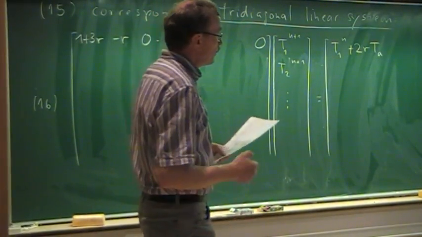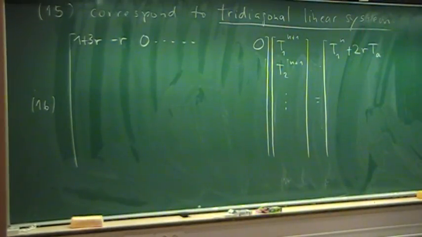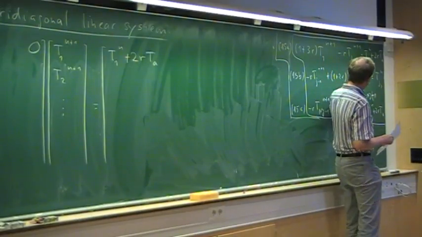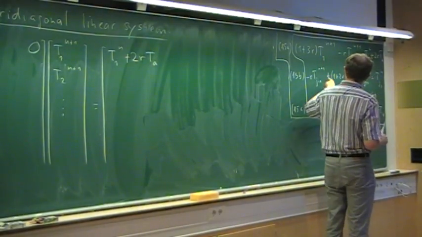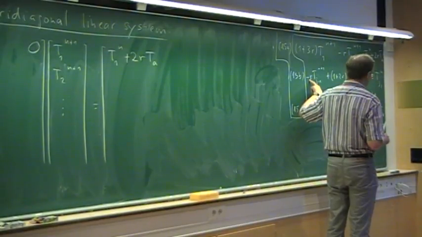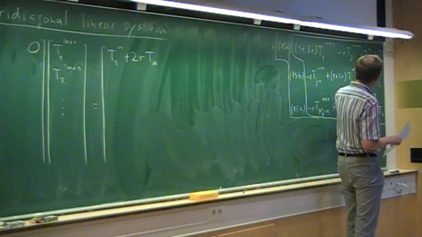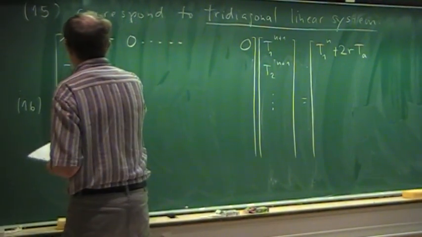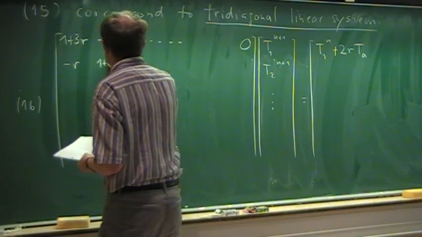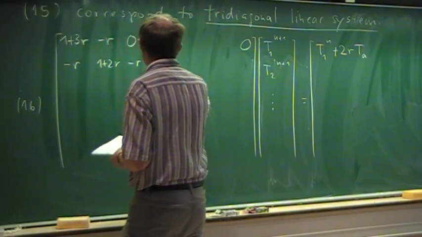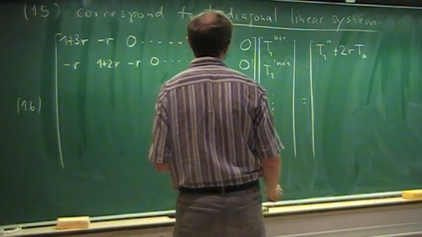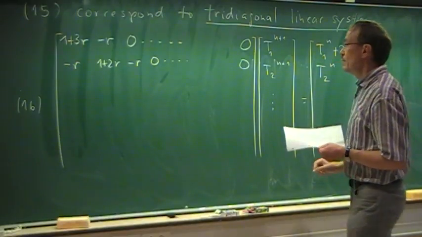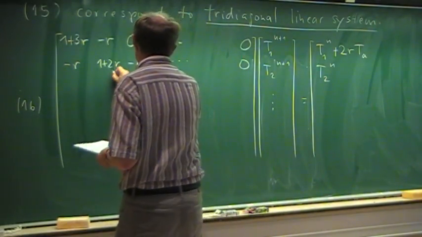Okay, number 2. For number 2, we can use the B here, and then the j will be 2. So it will have here the T1, T2, T3. So then we see here the coefficients that will be in that second row, minus r, 1 plus 2r, and minus r. So that then we'll have here minus r, 1 plus 2r, minus r, and 0, and so on. And the right hand side will be here T2 n.